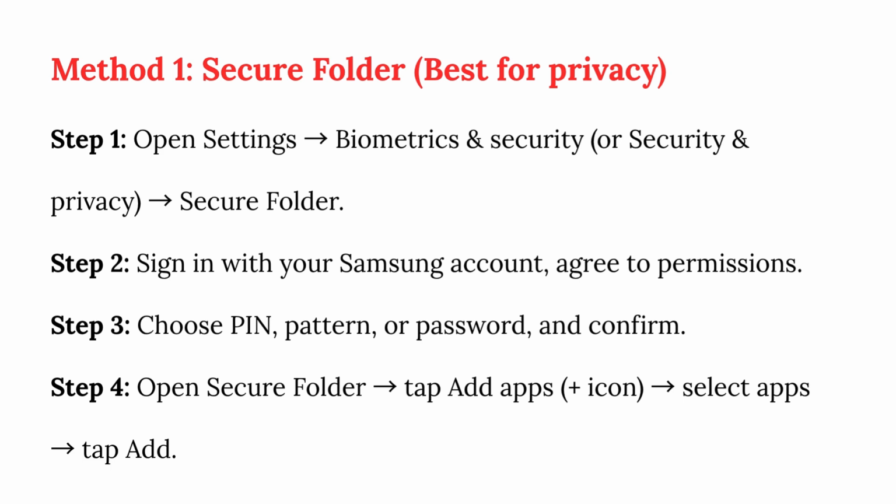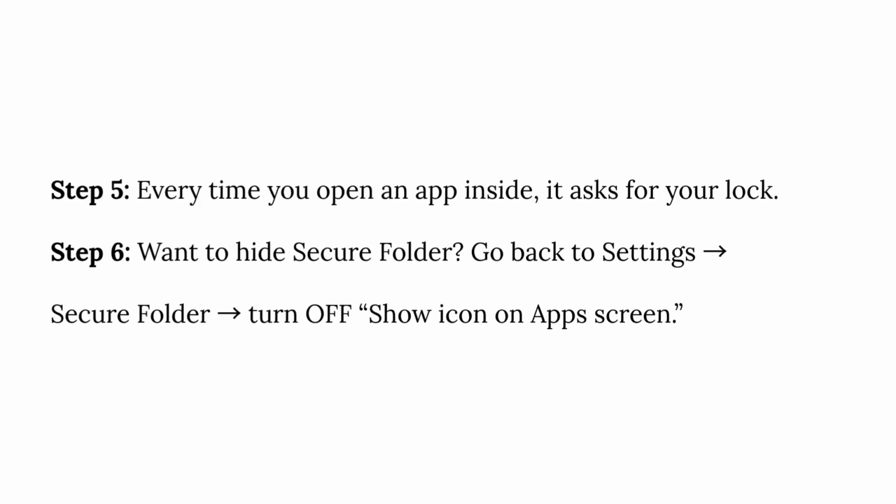Step 4. Open Secure Folder. Tap the Add Apps icon. Select the Apps tab, Add. Step 5. Every time you open an app inside, it asks for your lock.